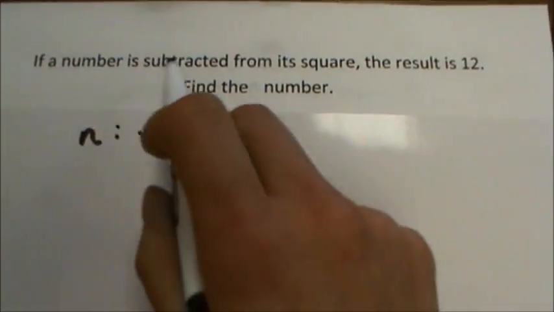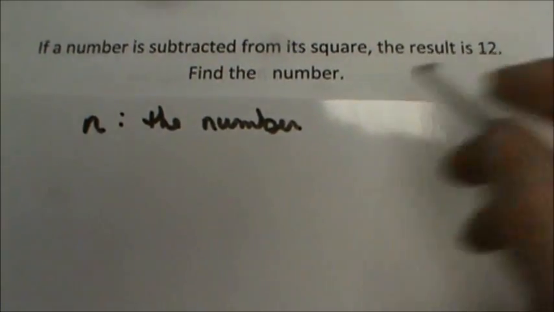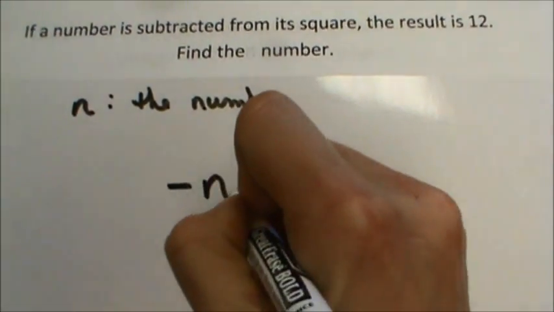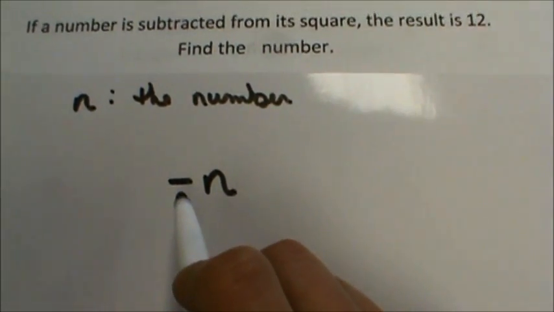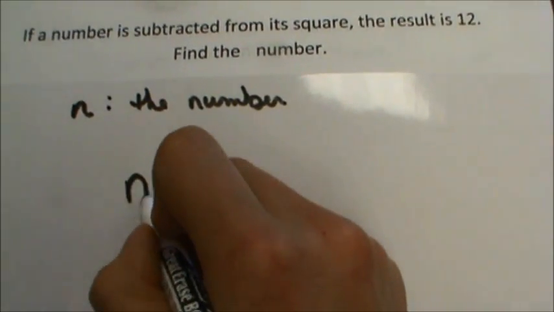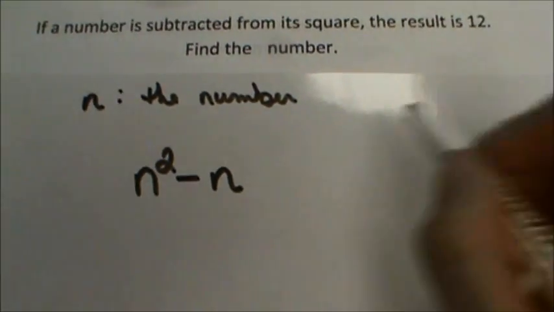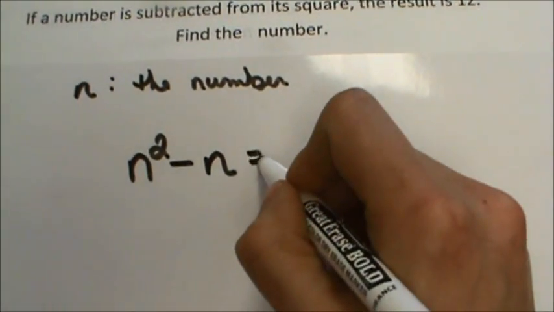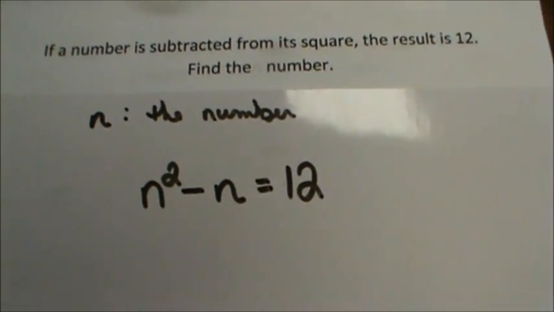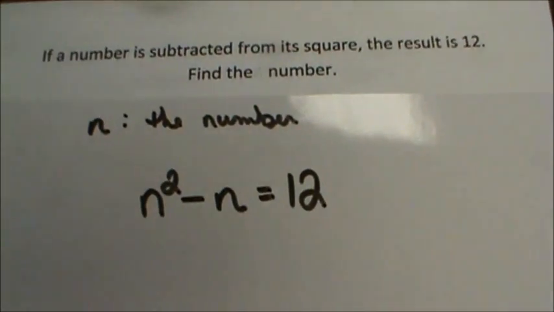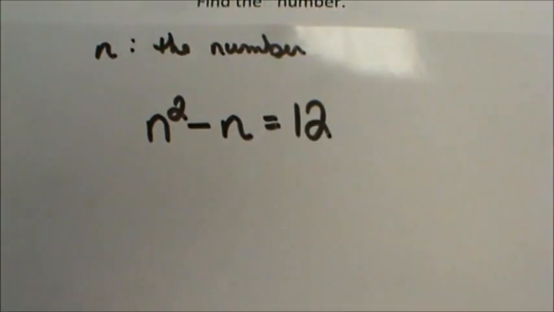This number is being subtracted from its square, so I know I'm going to have minus n. It's subtracted from, so this order of subtraction is opposite. What is it being subtracted from? Its square. The result is 12 is telling me that this equals 12. Now I don't really care at all about this problem up here. I just have this equation to solve.